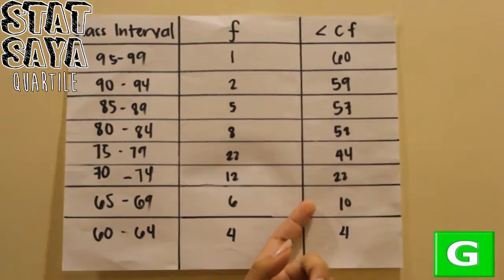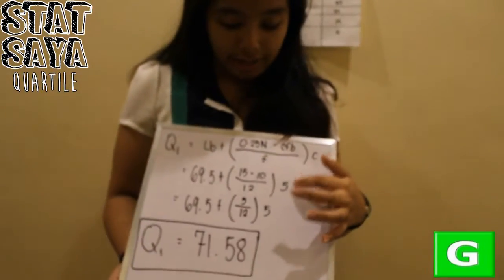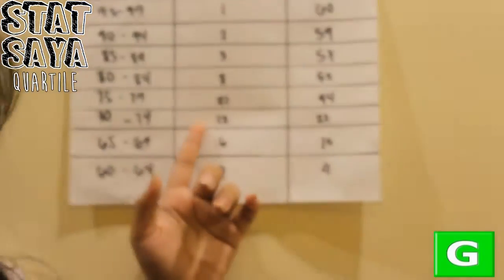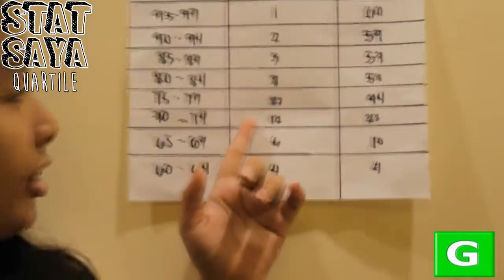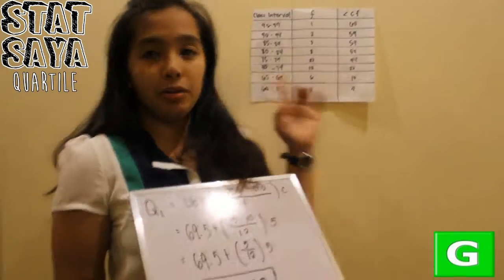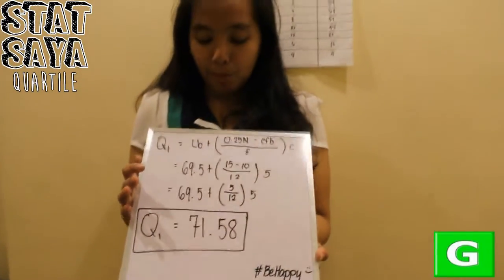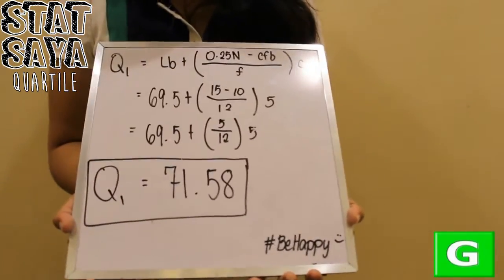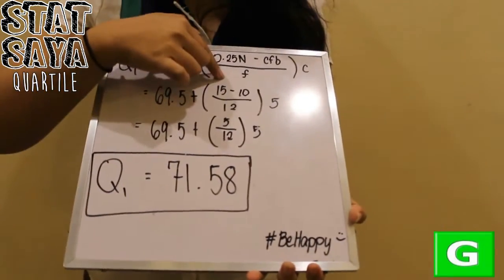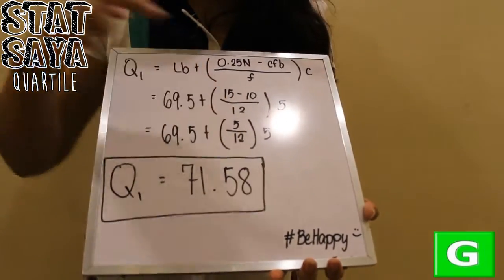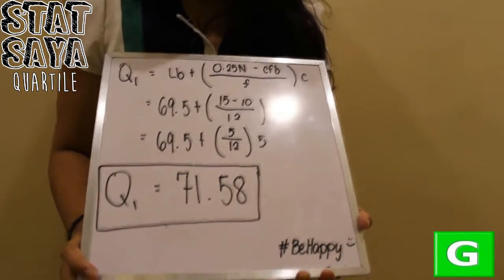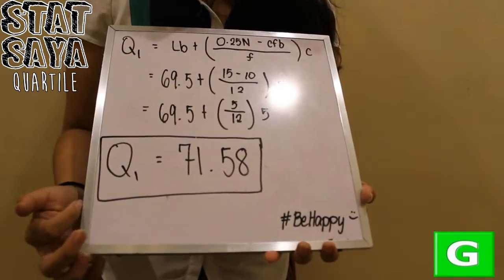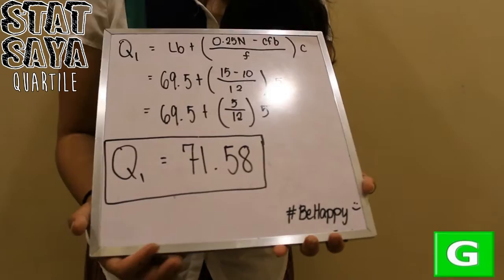For you to get the cumulative frequency before, go back to the chart and see what is right before 22, and it is 10. And the class size is 5, and f is 12. It is the frequency of the lower boundary. So, 69.5 plus quantity 15 minus 10 over 12 times 5. So, 15 minus 10 is equal to 5. So, 69.5 plus 5 over 12 times 5, Q sub 1 is equal to 71.58.